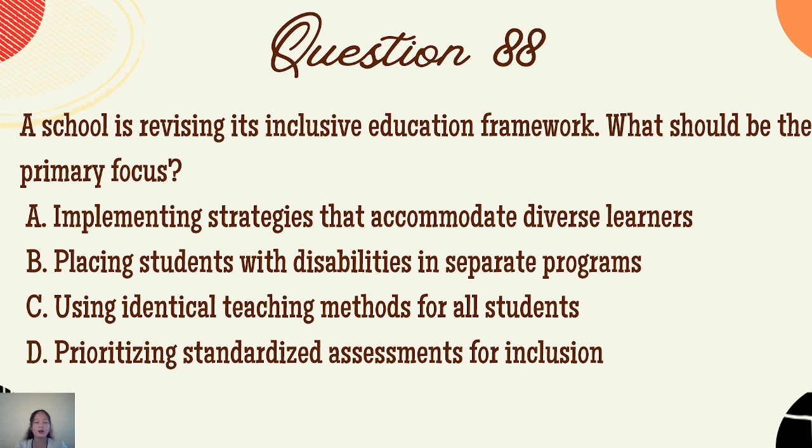So the other options are wrong. For B, separate programs, segregation is not inclusion. For C, identical methods. Inclusion requires flexibility, not being identical. For option D, standardized assessments. One-size-fits-all evaluation doesn't reflect needs. So the correct answer for question number 88 is letter A.